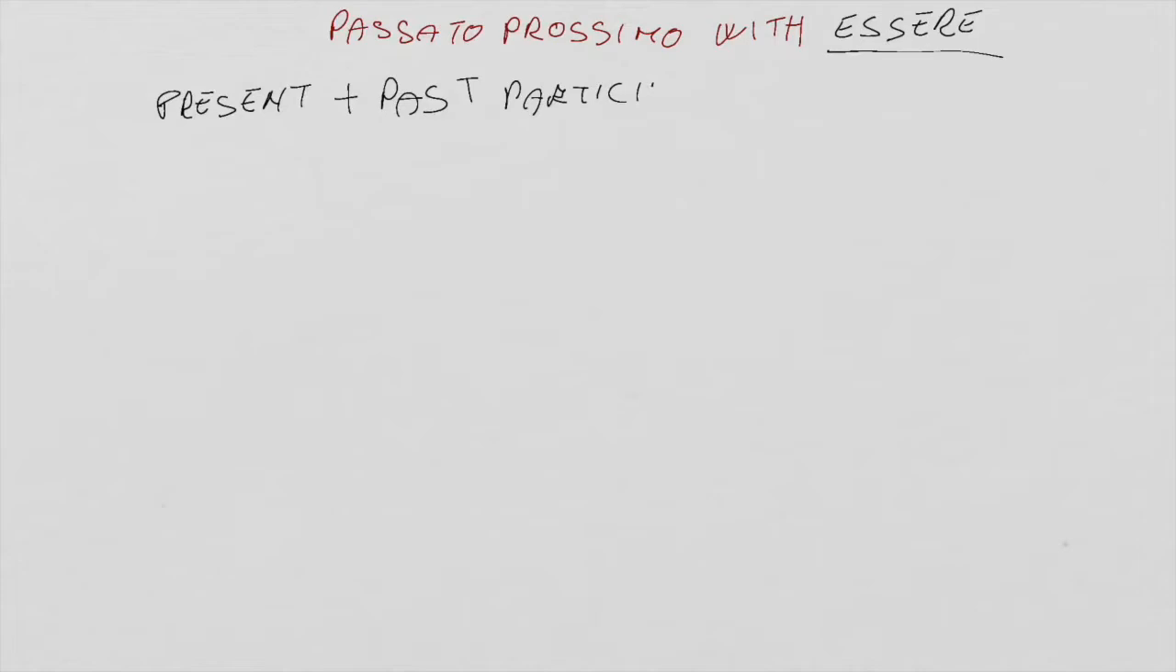For example, if you want to say or write in Italian, I went, you first write or say io sono, so the present tense of essere according to the subject, in this case io, since in English you have I, and then you add the past participle of andare, to go. That is the verb you want to make past. Result, io sono andato. I went.